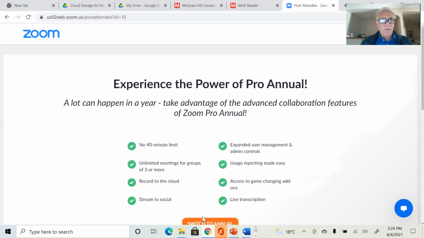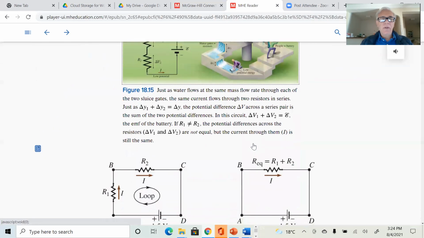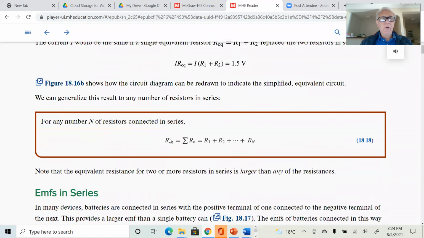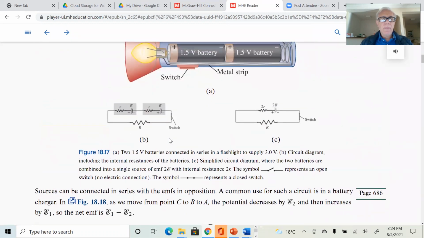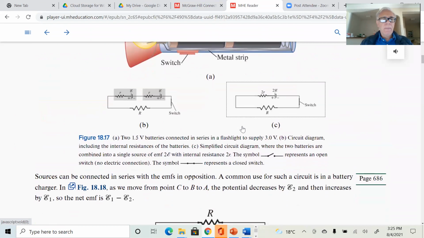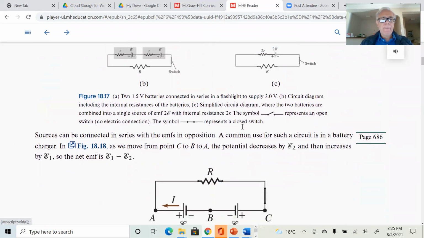Let's take a look here at some series and parallel examples. This one is obvious, right? That's the simple circuit in series that you're going to see for resistors: R1 plus R2. Batteries in our flash lamp are usually connected in series. When we connect batteries in series, we increase the voltage.